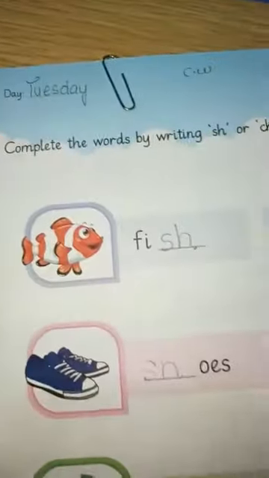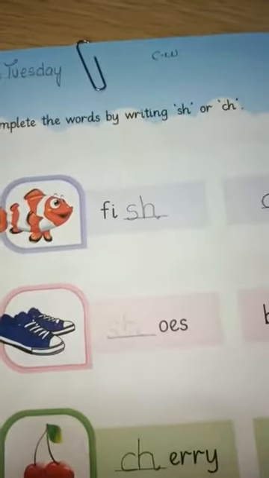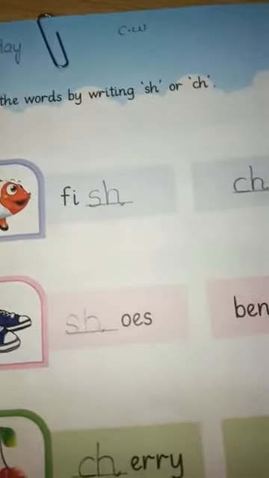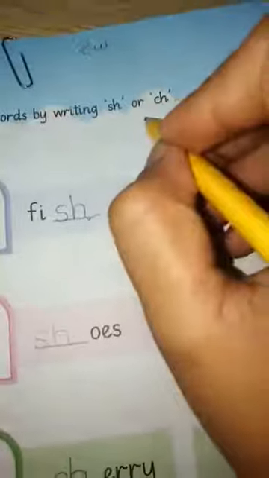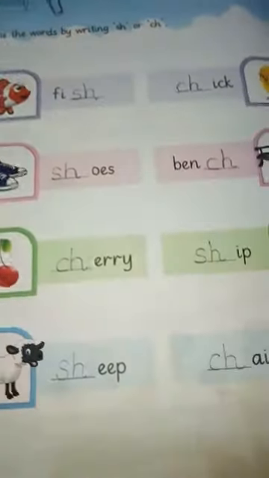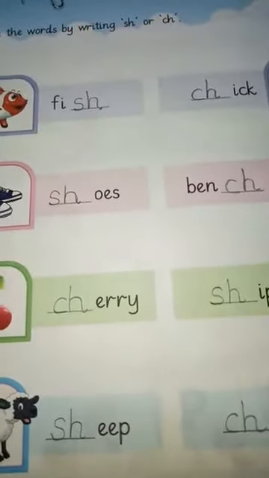So today, what did we learn? We learned to complete the words by writing sh or ch sound. So we have to put sh or ch sound in the given blanks. Okay.